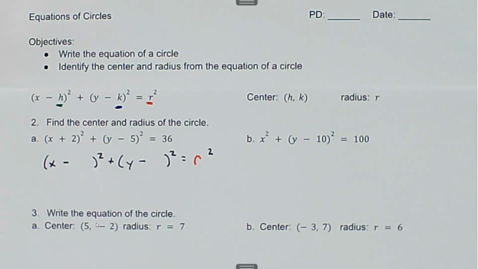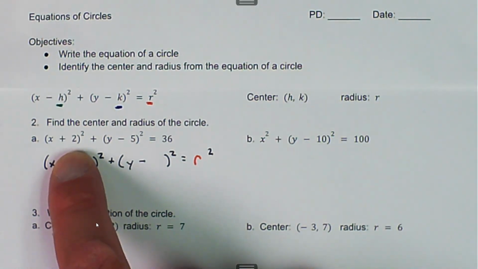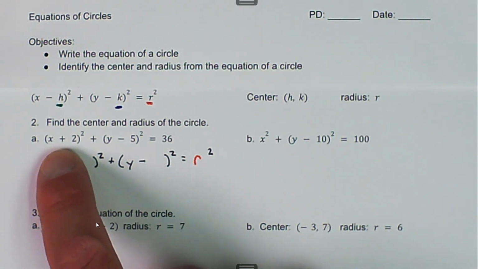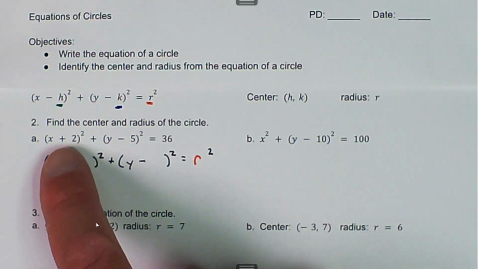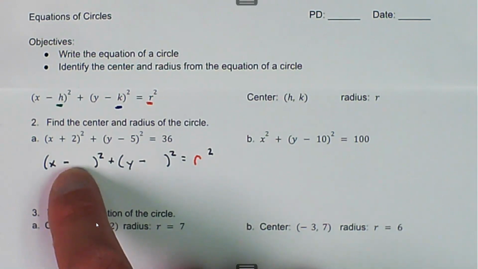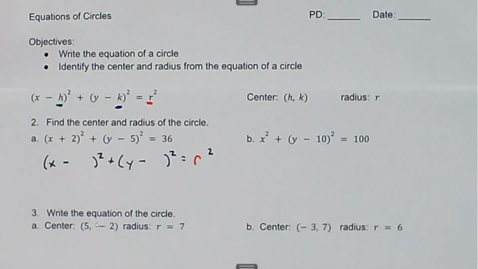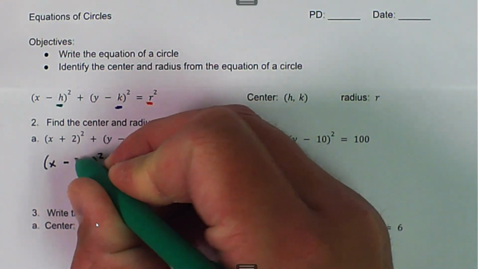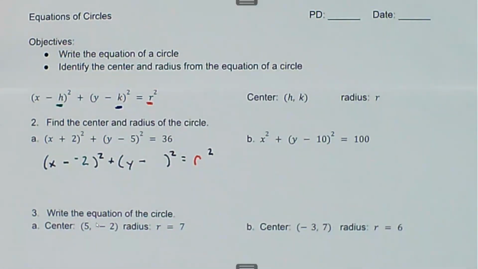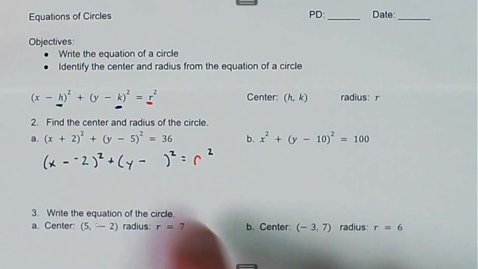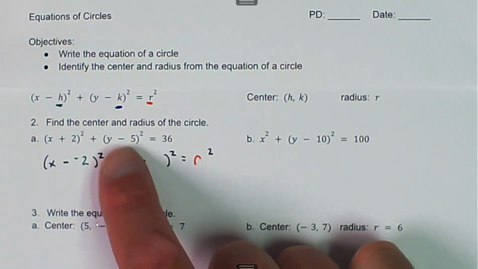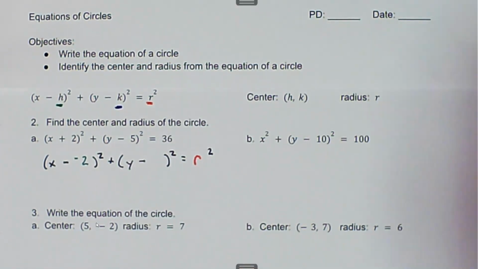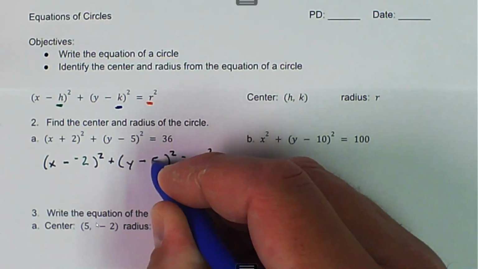So here we have, how would we make this plus 2 from a negative sign? The only way that we could make this plus 2 is if we had another negative sign. So we're going to have negative 2 plugged in there. Then we have y minus 5. And because that's already minus 5, we can just write down 5 exactly.